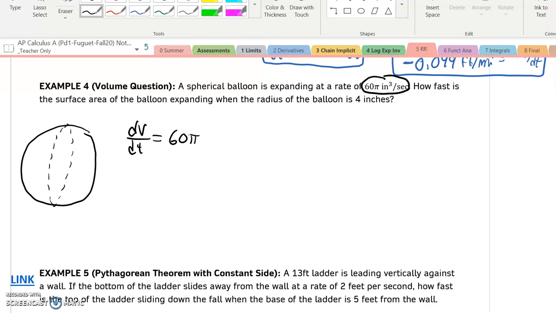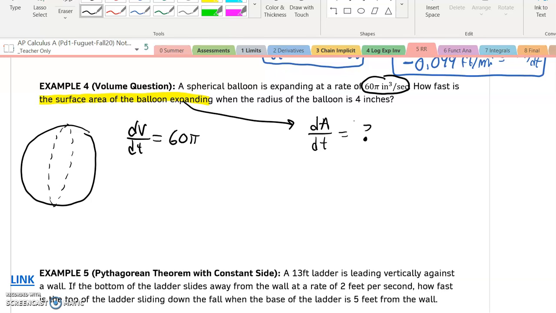Then it says how fast is the surface area. Ooh, okay. So now we're asked about how fast the surface area is expanding. So we'll call that maybe dA/dt. That's an unknown. Now the challenge with this is there's no formula that relates volume to area. So we're going to actually have to look at two different formulas and try to build our problem from there.